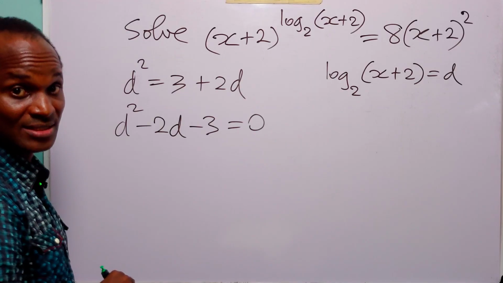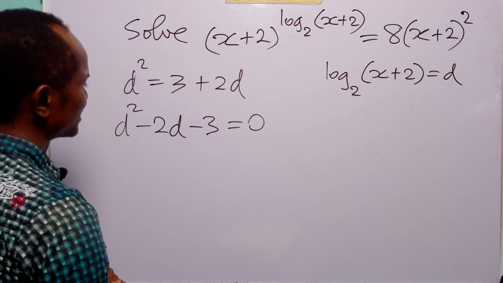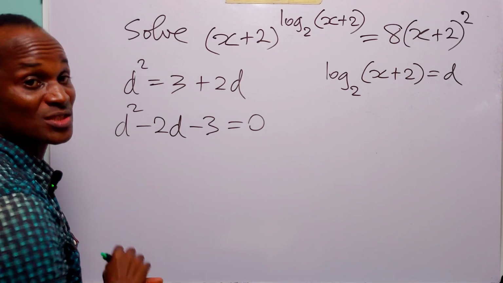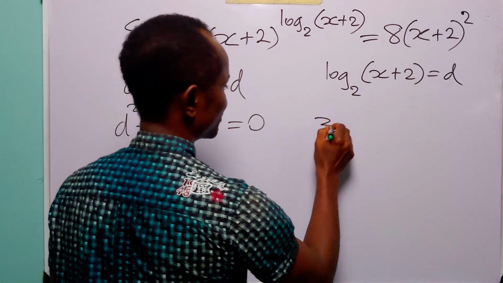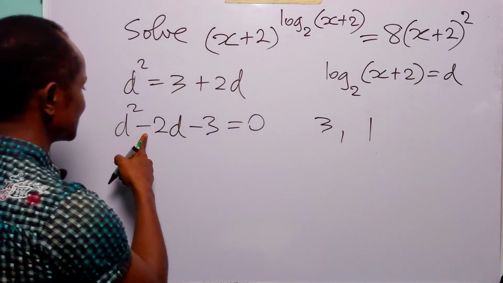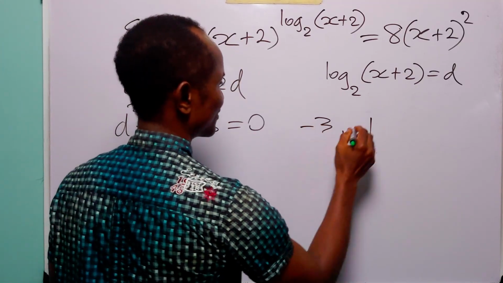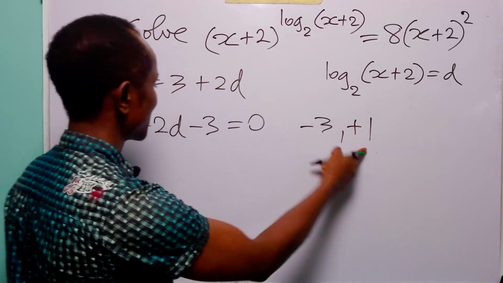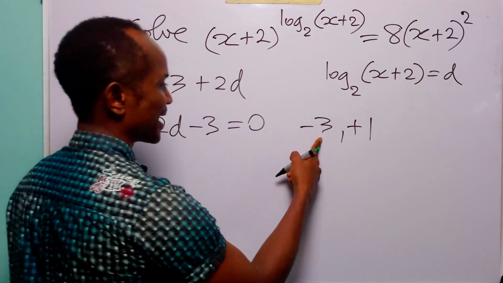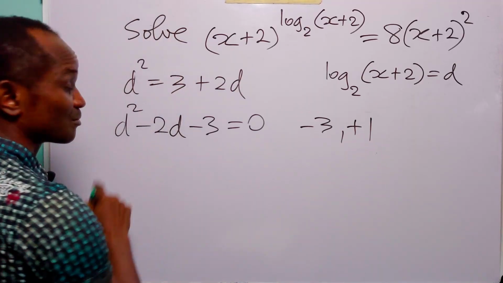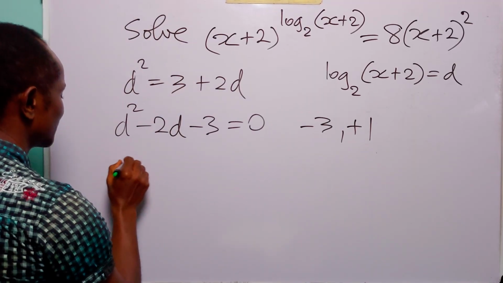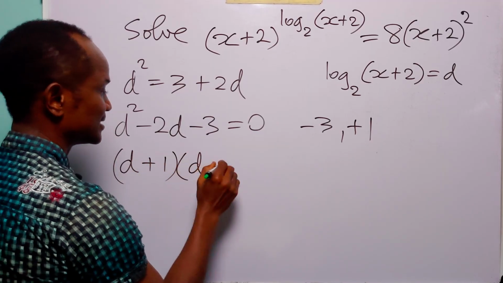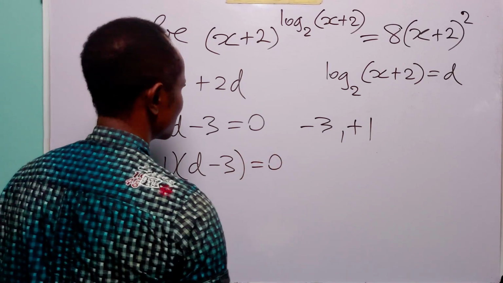Next, we can factorize this quadratic equation. But to do that, we need to find the factors of minus 3 that add up to minus 2. And we have 3 and 1. This is negative, so that is going to be minus 3 and plus 1, because minus 3 times plus 1 is equal to minus 3, and minus 3 plus 1 is equal to minus 2. So we have d plus 1 multiplied by d minus 3 is equal to 0.